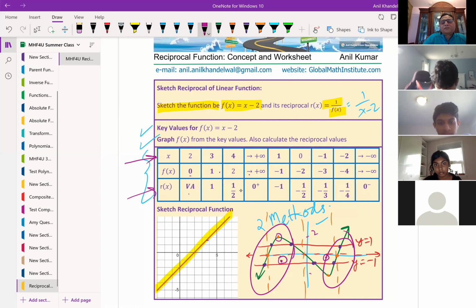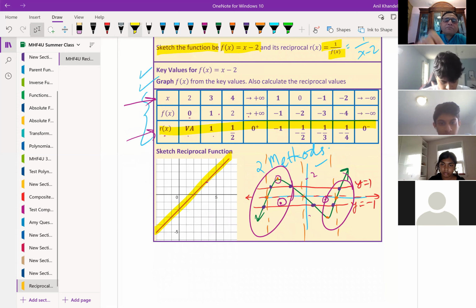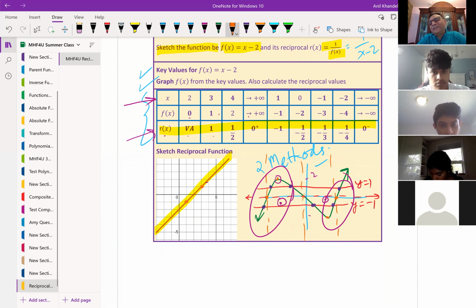0 gives me a vertical asymptote, 1 gives me 1, 2 gives me half, approaching infinity gives me approaching 0, plus infinity means plus 0, minus infinity means minus 0, and I've got all my points. So these values of the reciprocal function will accurately give me the graph. Agreed. But now see the beauty: without those calculations, what am I going to do? I know at 1 it is invariant, so I'm marking my invariant points. This is +1, this is the -1 invariant point, correct?